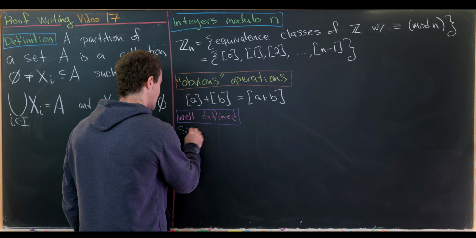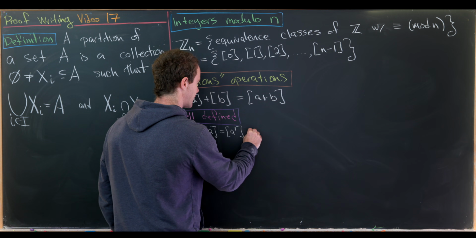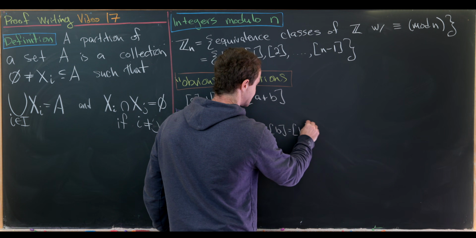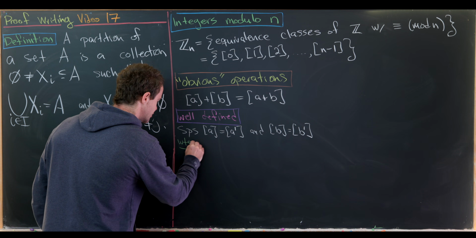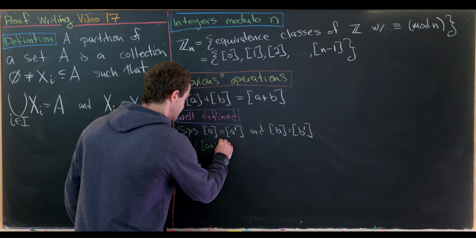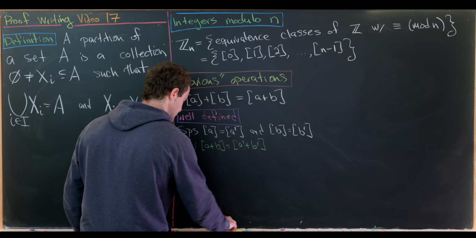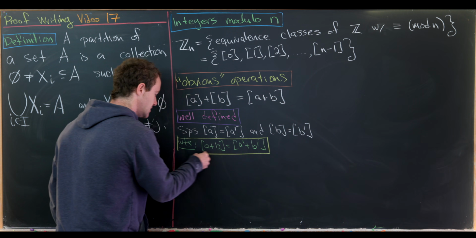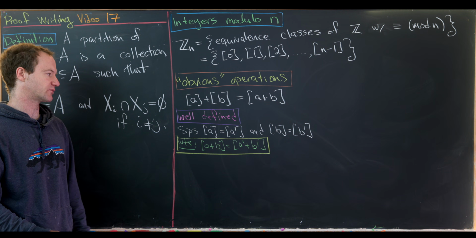So let's suppose that the equivalence class of A is equal to the equivalence class of A prime, and the equivalence class of B is equal to the equivalence class of B prime. And where we want to end, we want to show that the equivalence class of A plus B is the same thing as the equivalence class of A prime plus B prime. So what that means is that this addition does not depend on your equivalence class representative.